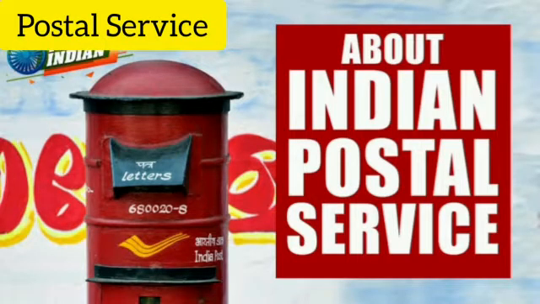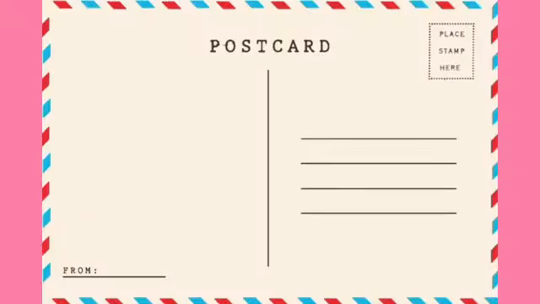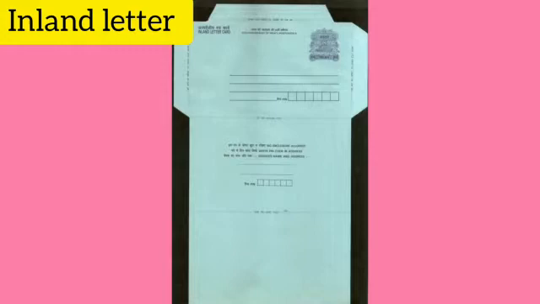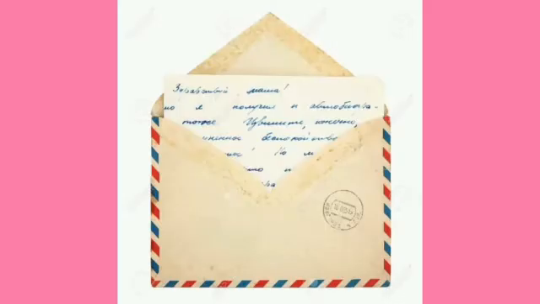So children, number one is postal service. Postal services are one of the oldest and the most popular ways of written communication. The government has given the facility of sending mail through the post. This is called the postal service. Children, the message is written on the postcard or on an inland letter. Sometimes it is written on a separate paper, put in an envelope and sent.